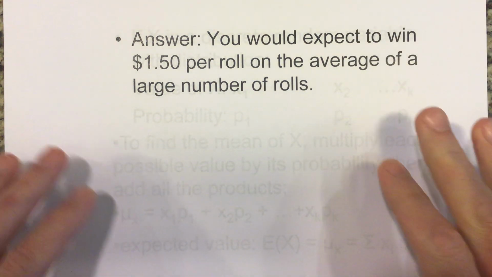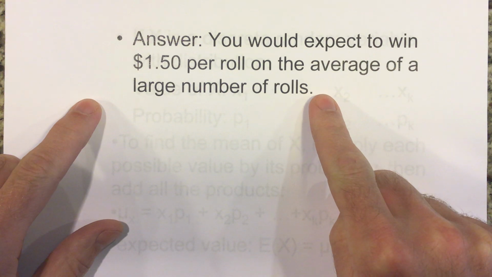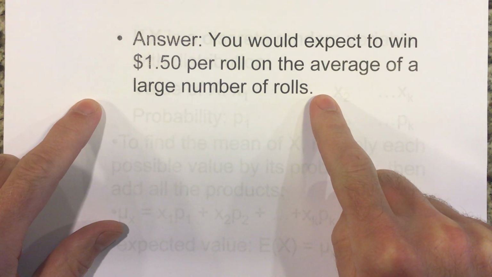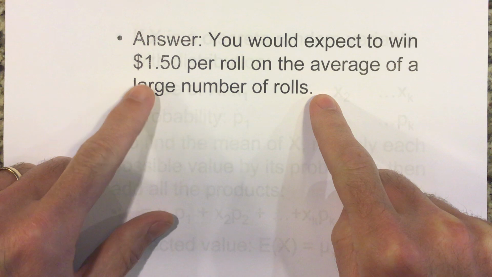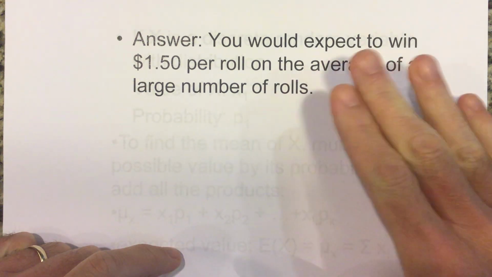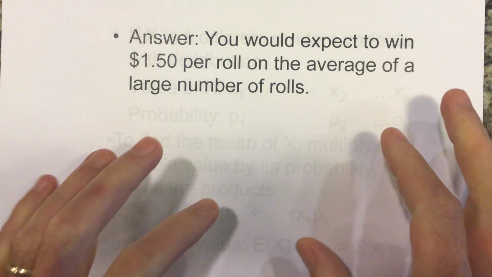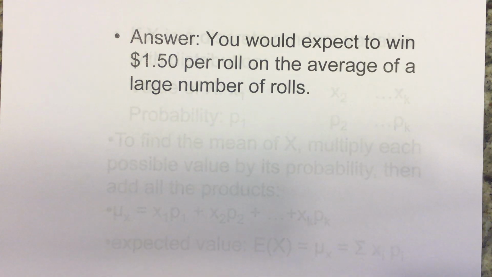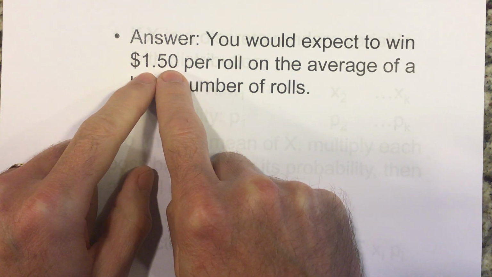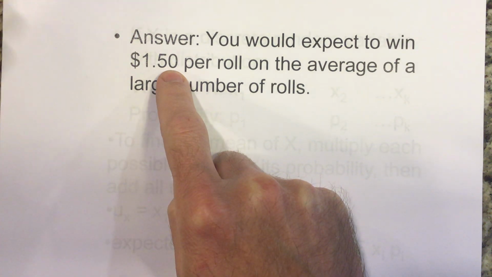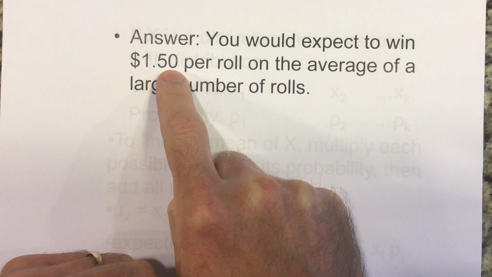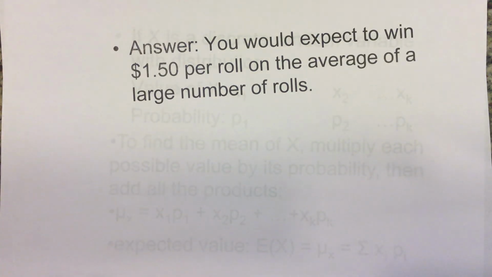Okay, so as we said, on average, and that's key, on average, we would expect to win $1.50 per roll over many, many rolls. Really important to understand, if I play the game once, could I win $1.50? No, it's not even possible. If I play the game once, I either lose $1 or I win $9, right? This is the average result. So this happens after many, many repetitions of the random variable. Okay, so that's really important to understand.